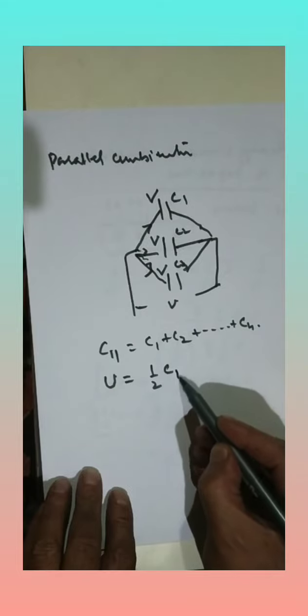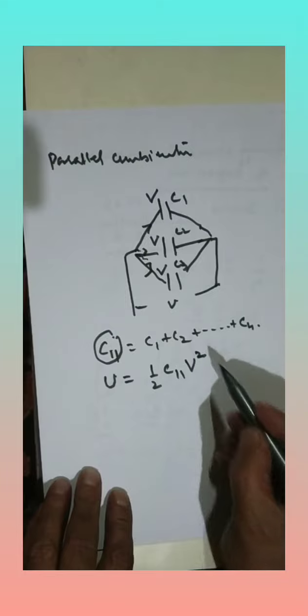Okay. Now we know that total potential energy stored U is equal to 1 by 2 C parallel, यानी सारे की कैपेसिटी, V square. Okay.